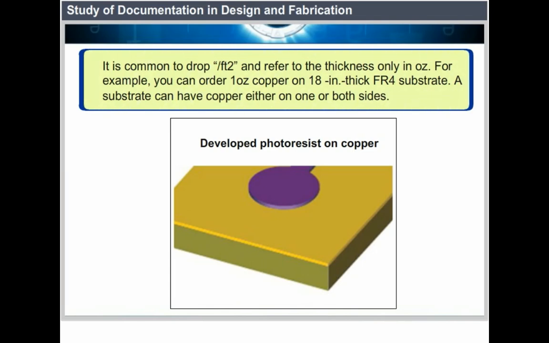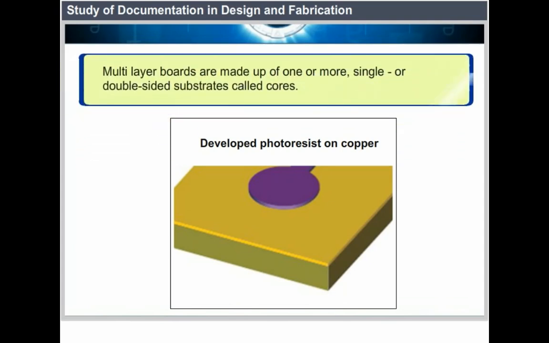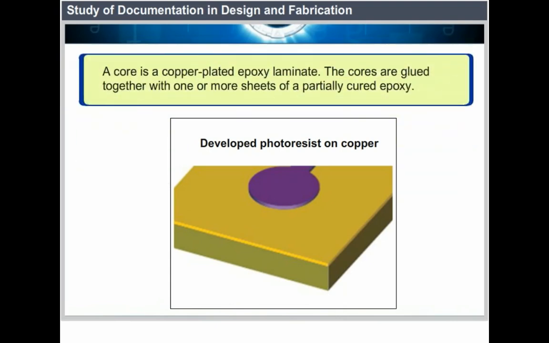A substrate can have copper on one or both sides. Multi-layer boards are made up of one or more single or double-sided substrates called cores. A core is a copper-plated epoxy laminate. Cores are glued together with one or more sheets of a partially cured epoxy. Developed photoresist on copper, as shown in figure.